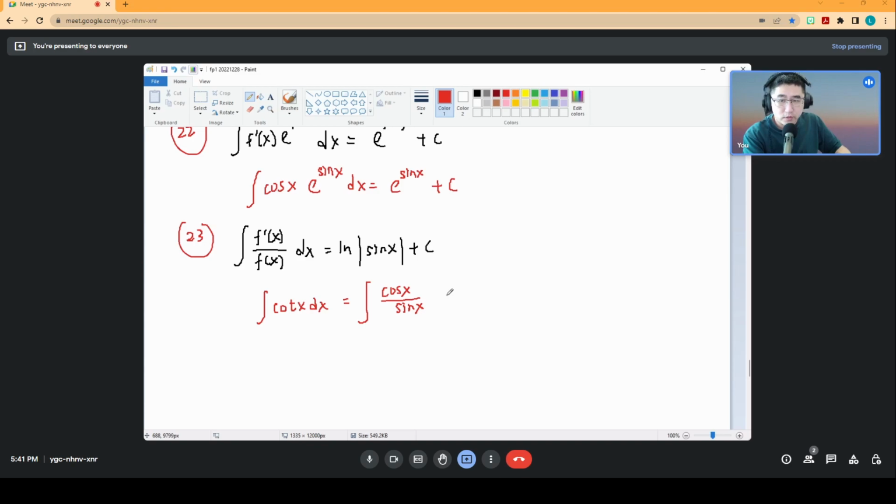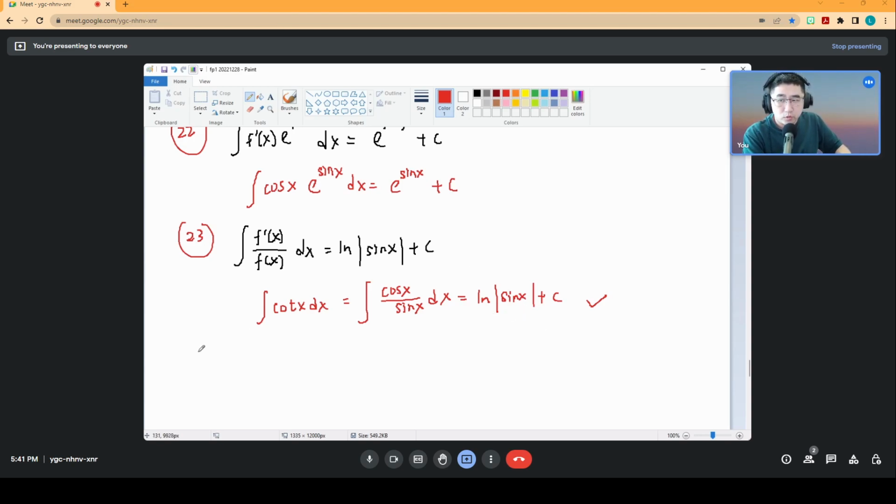Okay, cos x over sine x dx. So you will see that the top is actually the differentiation of the bottom. It fulfills exactly rule 23, isn't it? Therefore, you have ln of sine x plus c. So the integral of cotangent is actually ln sine x.